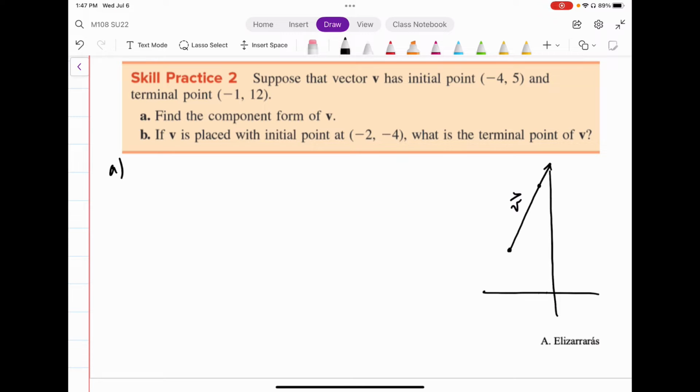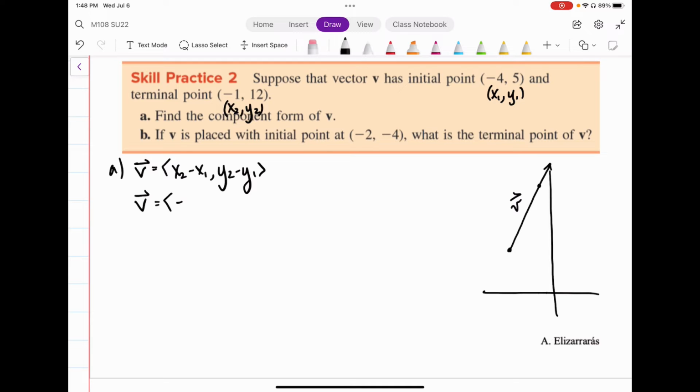Suppose vector v has an initial point of (-4, 5) and terminal point (-1, 12). Find the component form of v. Component form of a vector is found with angle brackets by taking x2 minus x1, comma y2 minus y1. x2 is always the terminal point value x, and x1 is always the initial point value of x.